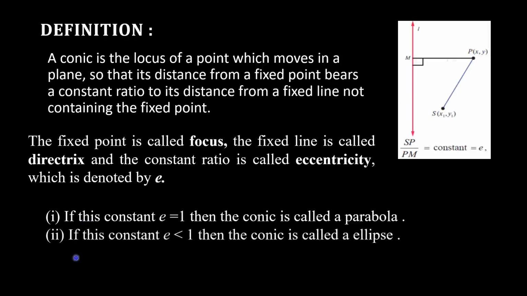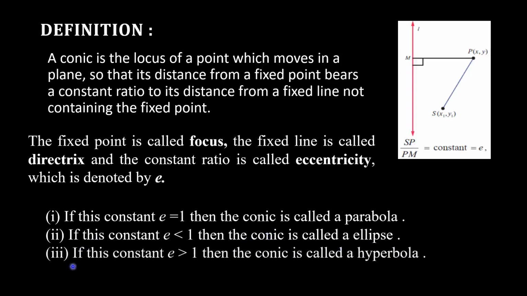Next, if this constant e is less than 1, that is, the distance from S to P is the smaller value and P to M is the greater value, we will get the answer as less than 1. At that time the conic is called an ellipse. Next, if this constant is greater than 1, that is, the distance from S to P is the greater value and P to M is the smaller value, we will get the e value as greater than 1. Then the conic is called a hyperbola.